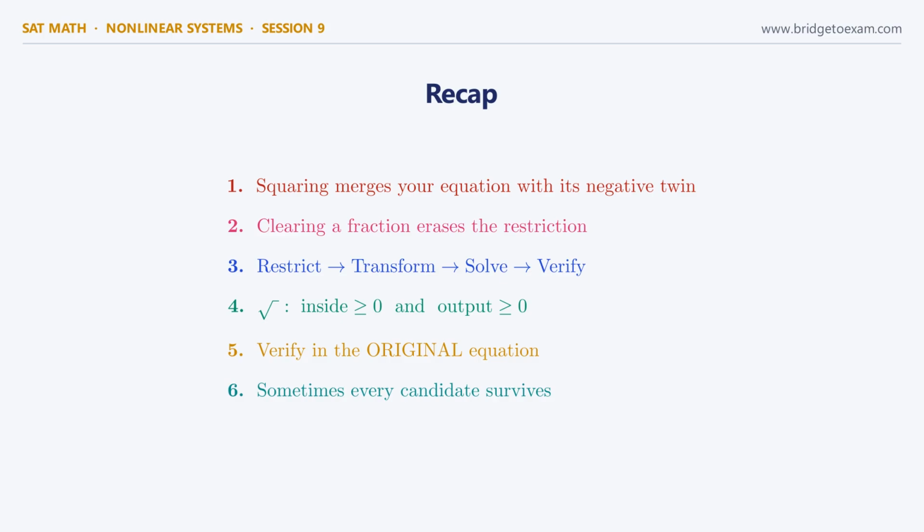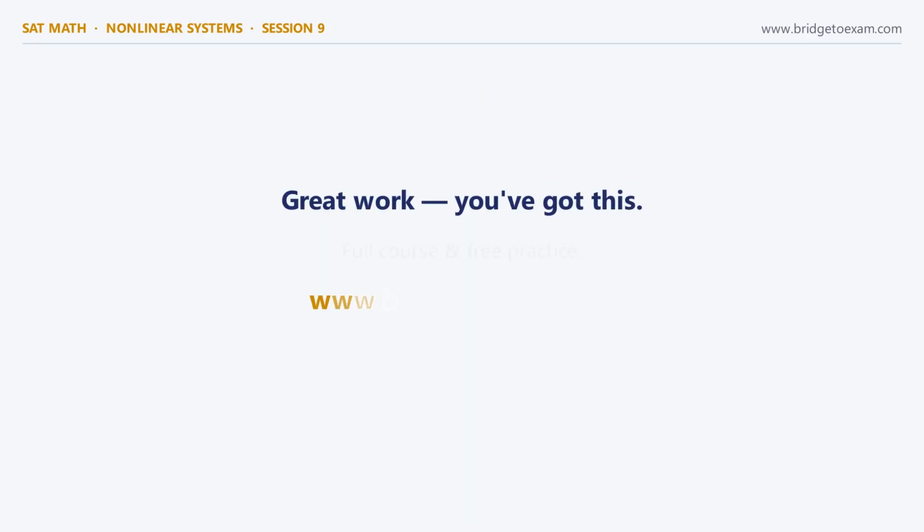And remember, sometimes every candidate survives, like our root 7 pair. The point isn't to throw one away. The point is to find out which ones are real. Well done on session 9. You now know why extraneous solutions exist, which means you'll never be surprised by one again.